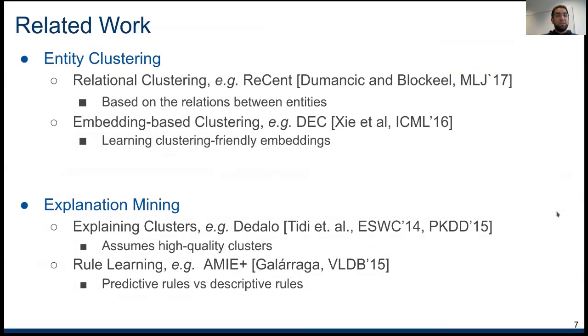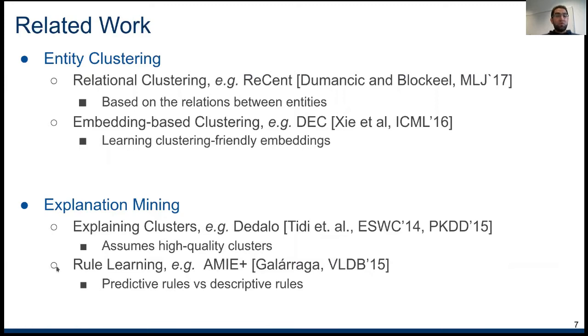The related work can be divided into domains. First, entity clustering attempts, for example, relational clustering or embedding-based clustering. Secondly, explanation mining, such as Daria, which assumes high-quality clusters that are hard to obtain in practice, and it learns explanation for these good clusters.